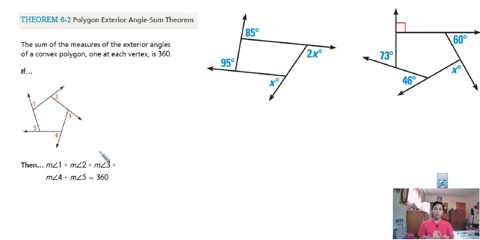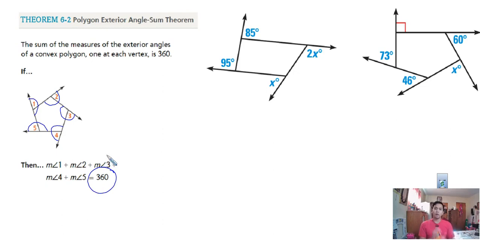Okay, so if a given polygon looks like this, take note that angle 1 here and this angle here are supplementary. Angle 2 and this angle are also supplementary to each other. Angle 3 and this angle are also supplementary. Angle 4 and this angle are also supplementary, and 5 and this angle are also supplementary. Now, if you add all the exterior angles, it will be equivalent to 360. As easy as that. And this theorem applies to every single polygon that you have. It doesn't matter how many sides there are.